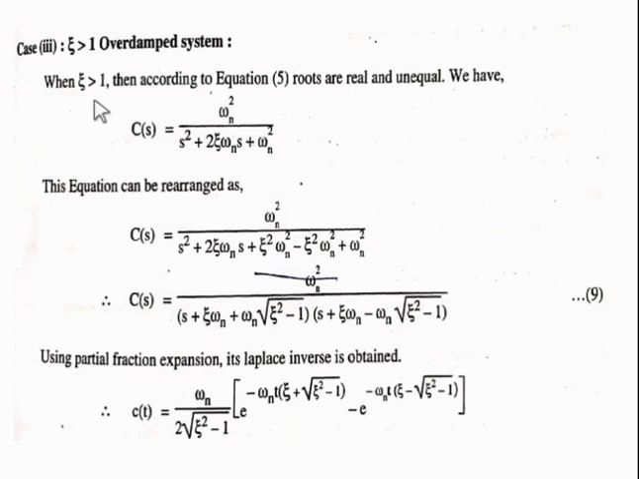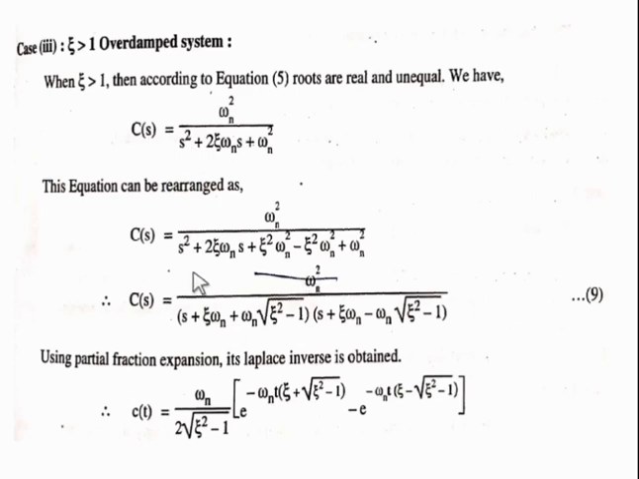When zeta greater than 1, according to equation 5, the roots are real and unequal. We have the equation C(s) equal to omega n square divided by s square plus 2 zeta omega n s plus omega n square. So this equation can be rearranged as, if we add zeta square omega n square and minus zeta square omega n square, these equations and these equations both are the same.